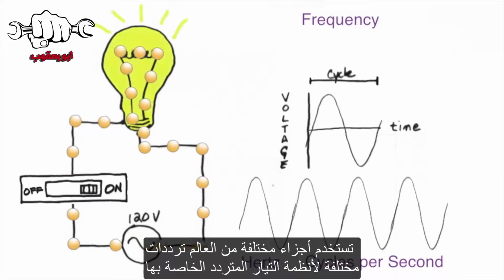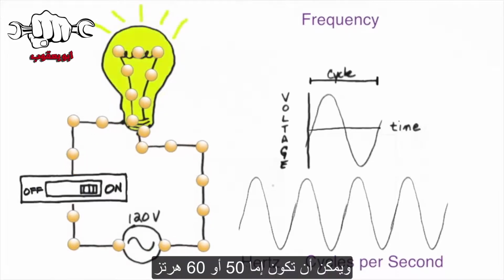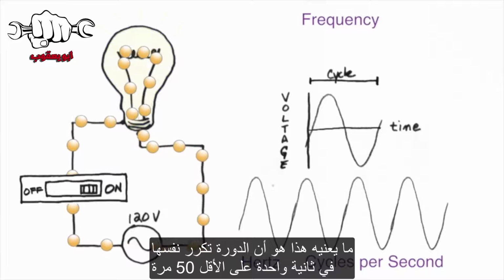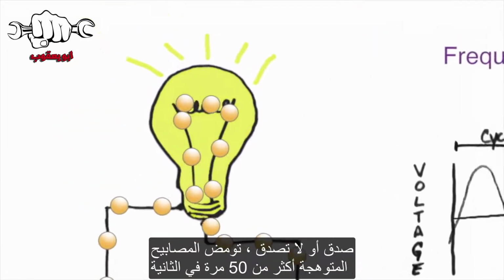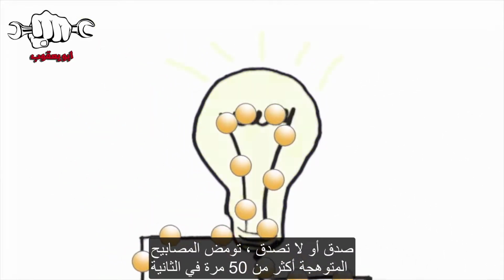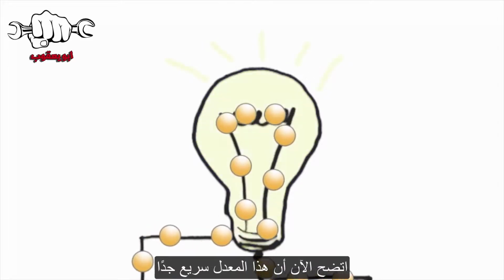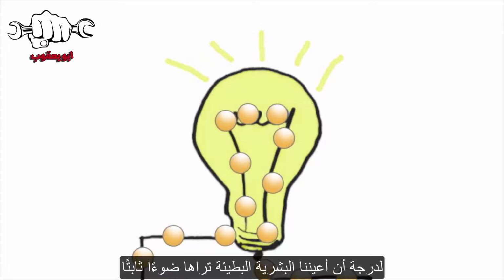Different parts of the world use different frequencies for their AC systems, and it can either be 50 or 60 hertz. What this means is in 1 second, the cycle will repeat itself at least 50 times. Believe it or not, incandescent bulbs are actually flashing over 50 times per second. Now, it turns out that this rate is so fast that our slow human eyes see it as constant light.